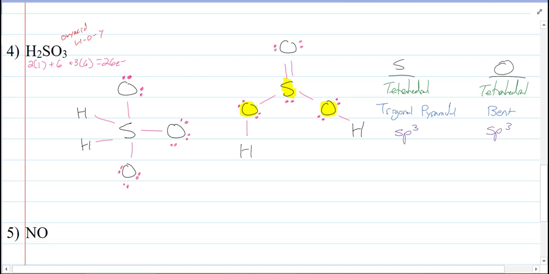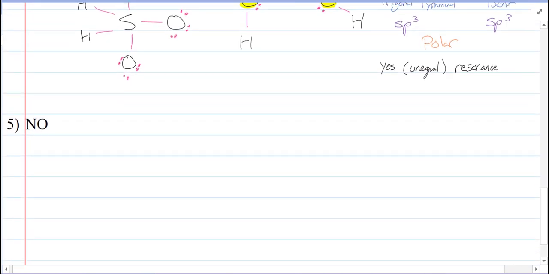Is this thing polar? Well, of course it is. It's got top 5 bonded to sulfur, and it's asymmetrical. It's going to be polar. Lastly, resonance. If I can minimize formal charge, we have yes, unequal resonance, because I can move this double bond back to the oxygen, so it technically does have resonance.